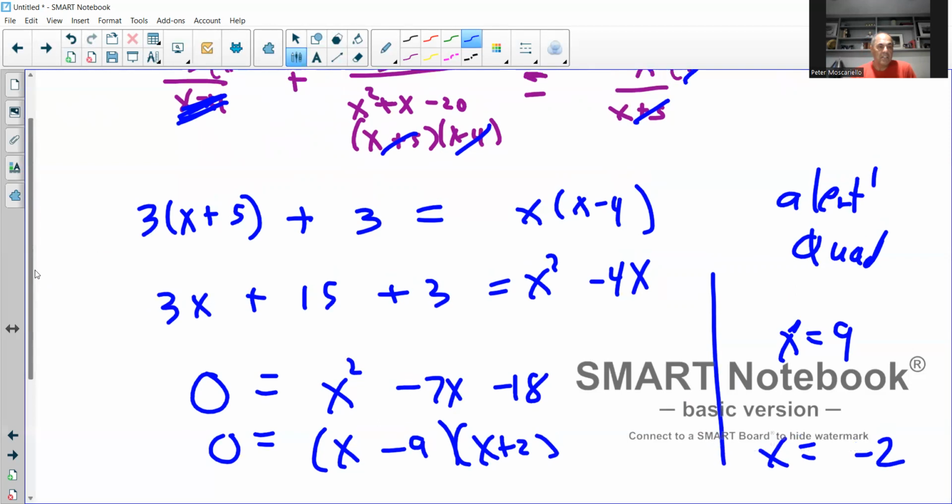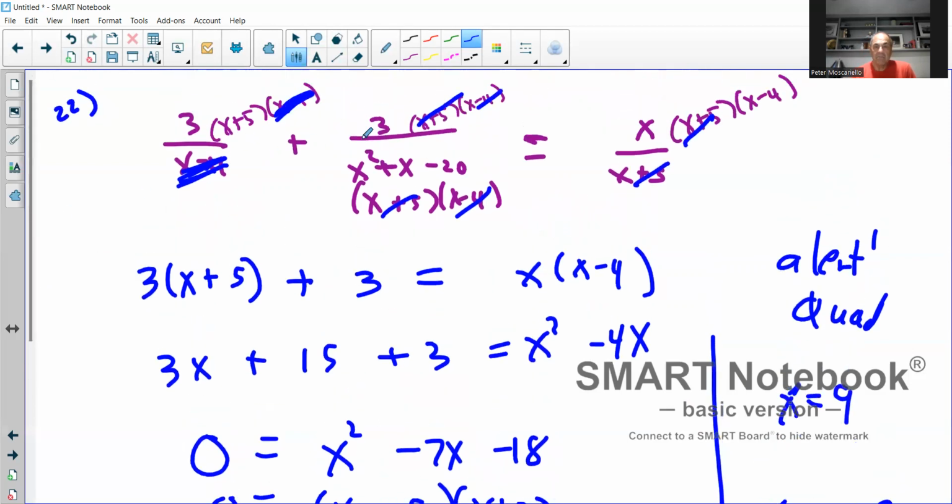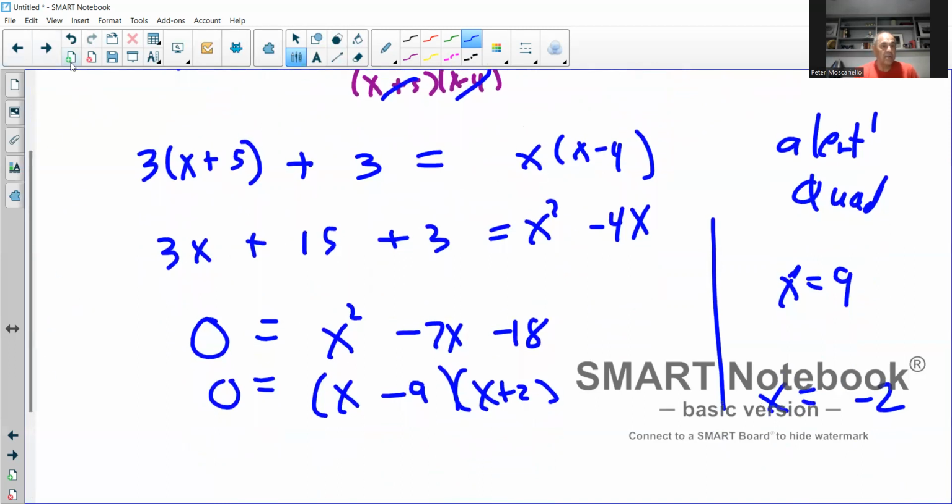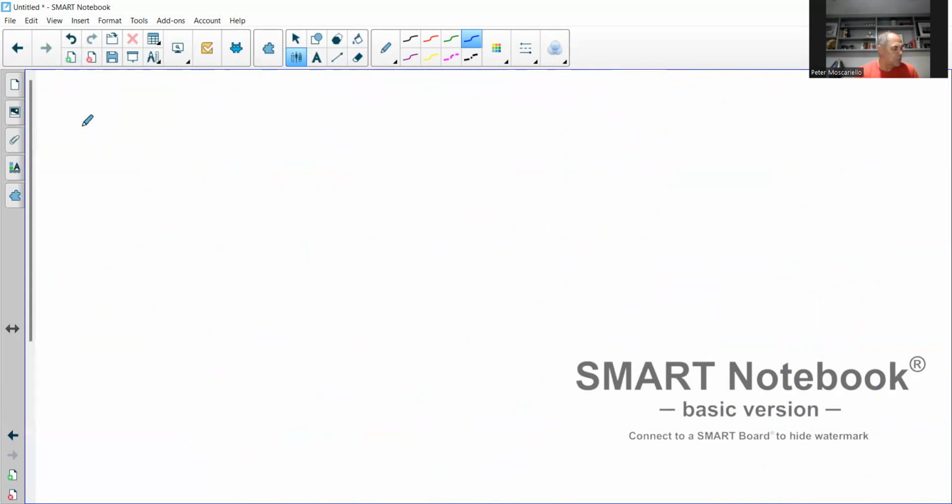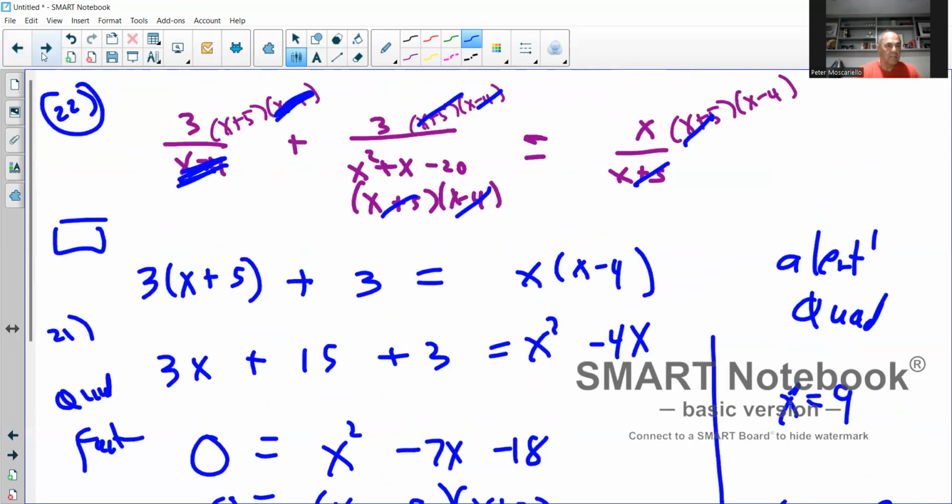So on the test, that's what's going to happen. Cancel, cancel, cancel. You get a nice quadratic, and it will be factorable too. I can promise you that. So make little notes in your card. Number 22, I'm going to get a quadratic, but it's factorable. Whatever you need to do.